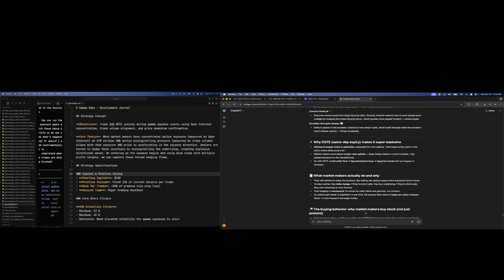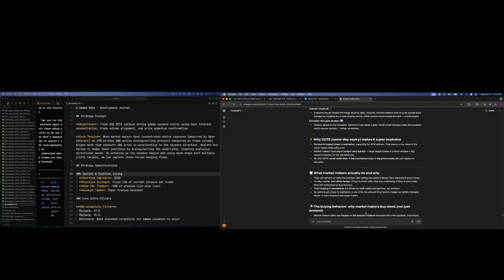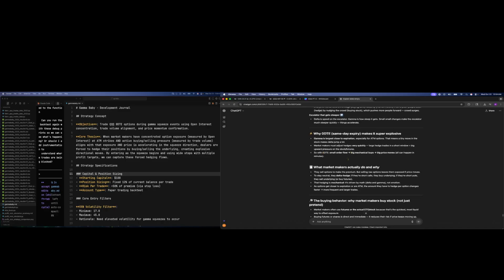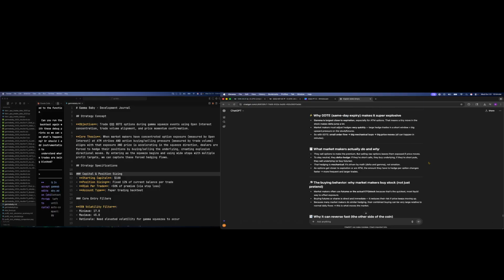All right, so let's do this. Why does 0DTE, same-day expiration, make it super explosive? Gamma is largest close to expiration, especially for at-the-money options, right? Remember we talked about at the money and in the money. This means a tiny move in the stock makes the delta jump a lot more, so market makers adjust their hedge very quickly. Large hedge trades in a short window create big upside pressure on the stock. So with 0DTE, small order flow, big mechanical buys and big price moves can all happen in minutes.